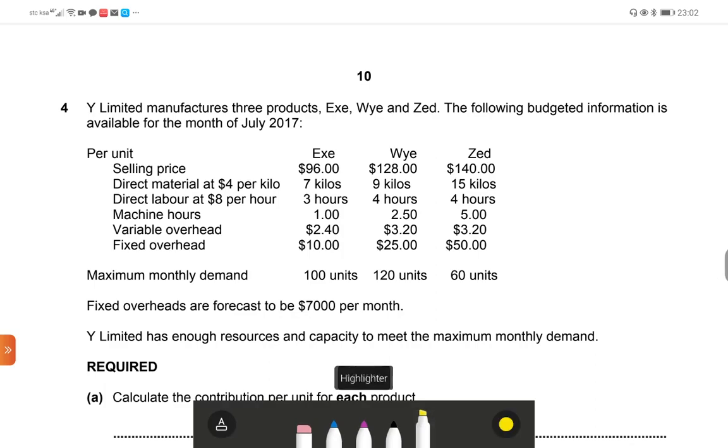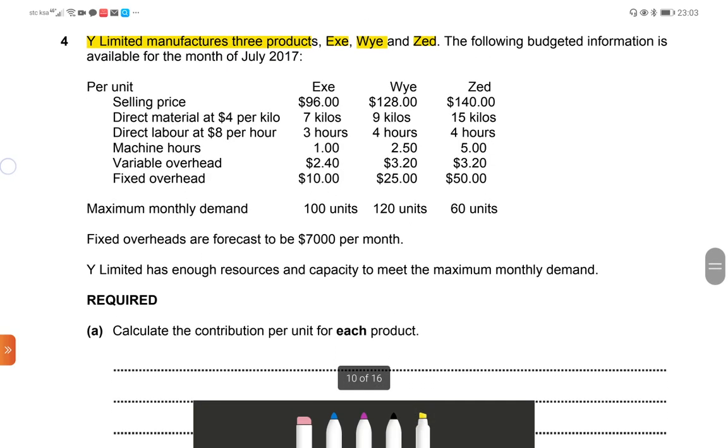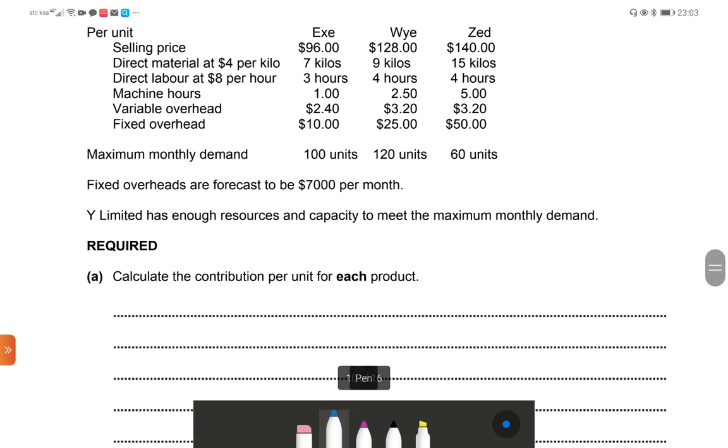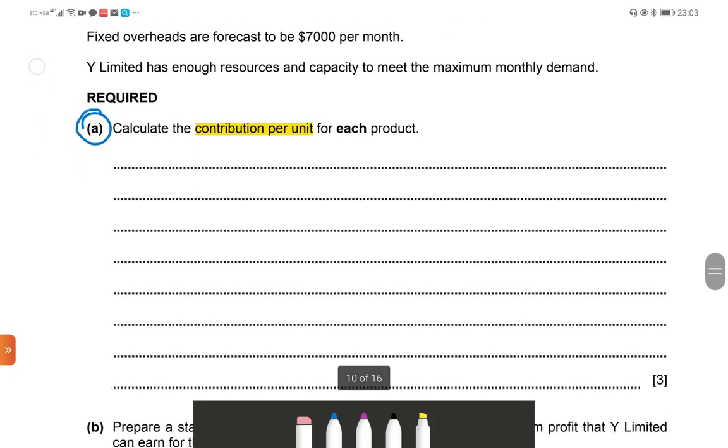Here, Y Limited manufactures 3 products X, Y, Z. The following budgeted information is available. They are given the selling price, variable cost, machine and labor hours, fixed overhead, monthly unit, etc. So what is question number 1? Question number 1. Calculate the contribution per unit for each product. What is the equation to calculate the contribution? Selling price minus variable cost.